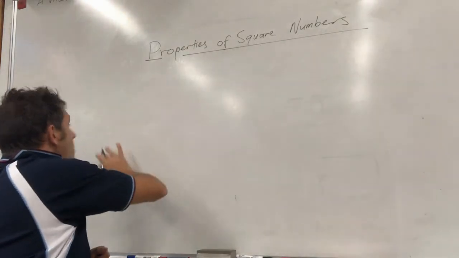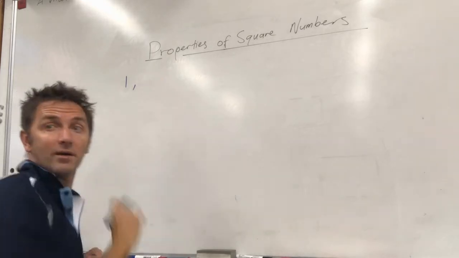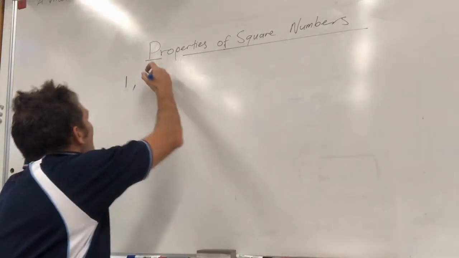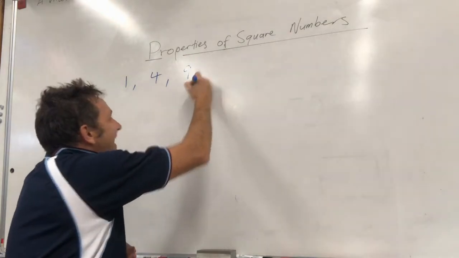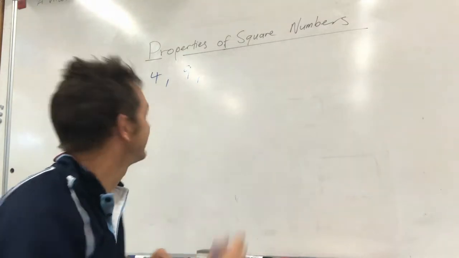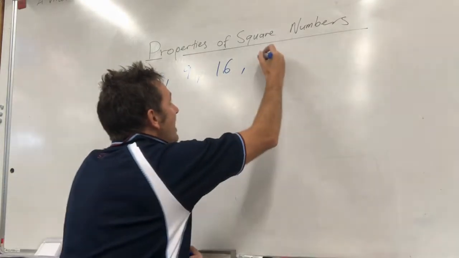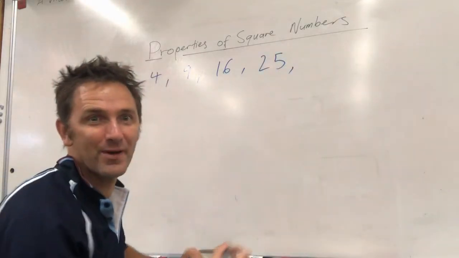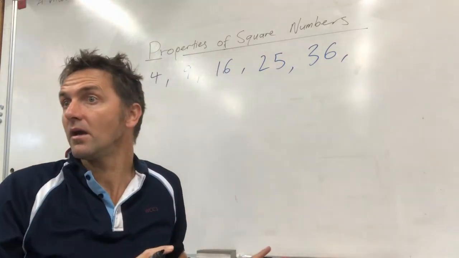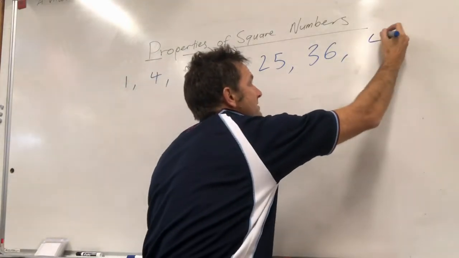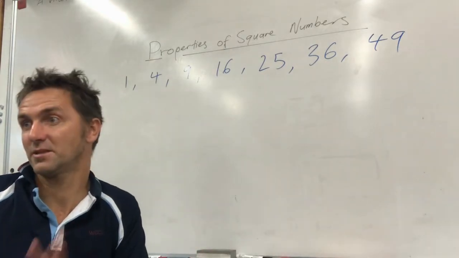So the first square number was 1. The second was not 2, it was 4. Next one was 9. Next one was 16. Next one was 25. Then 36. Just for fun, let's put down one we didn't do, which would be 49. That's 7 times 7. It goes on forever, till infinity.